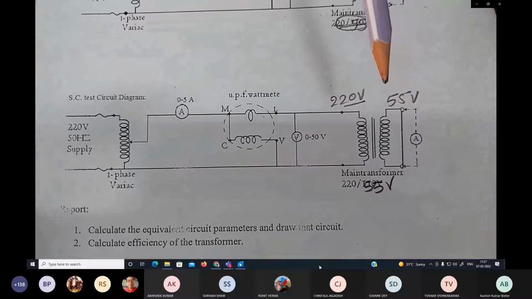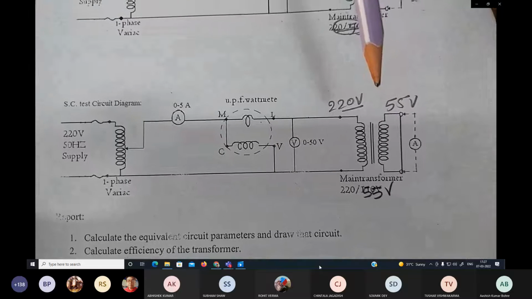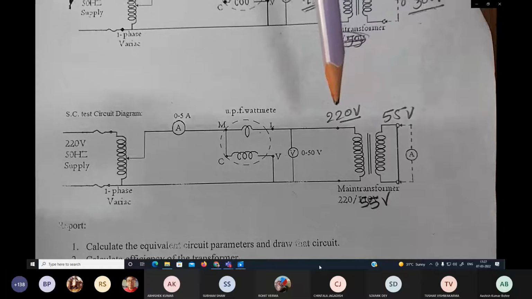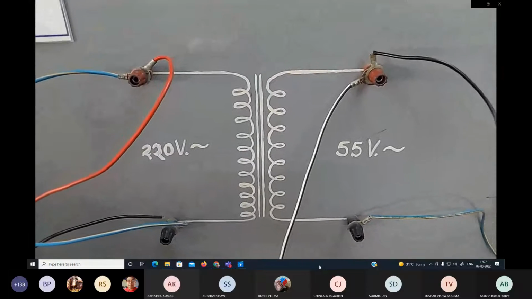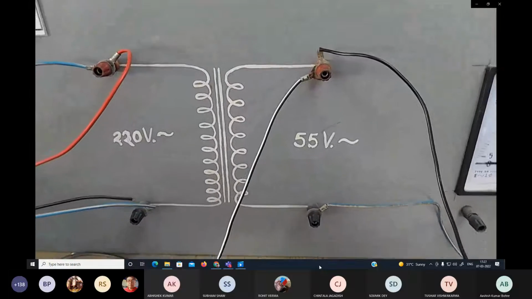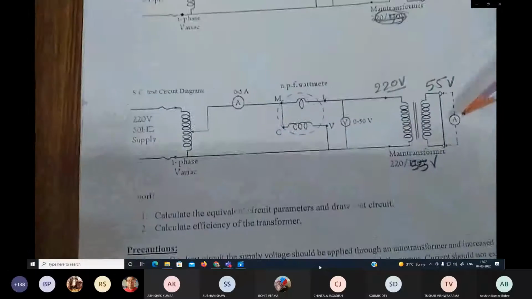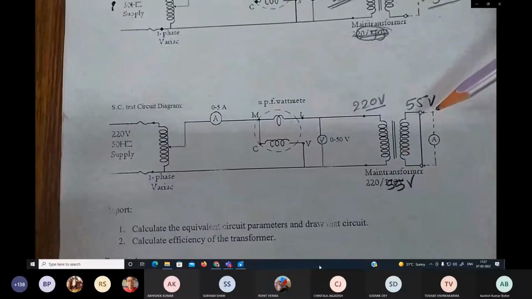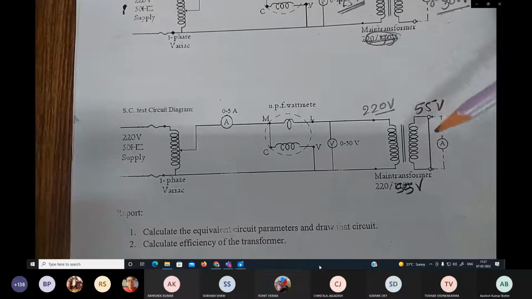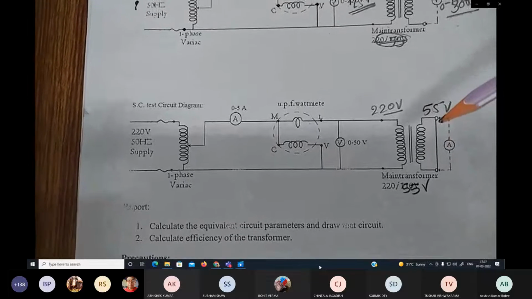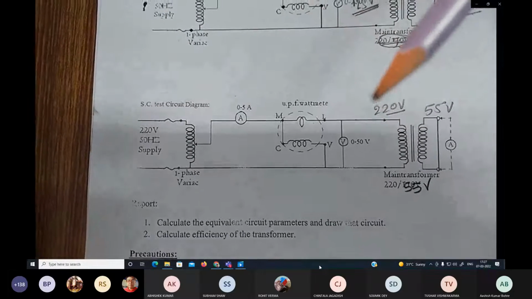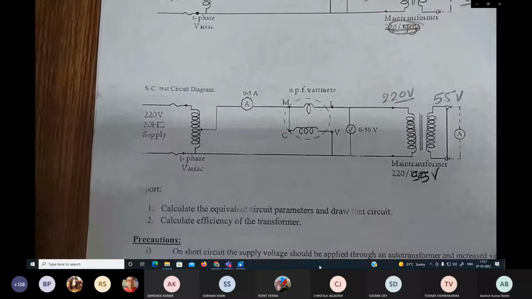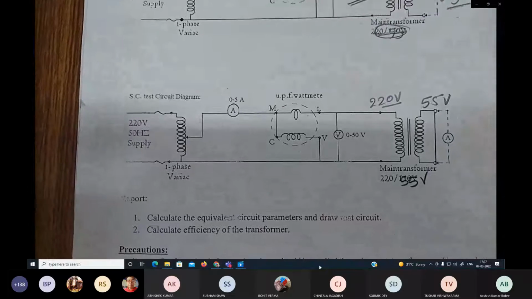The rating of the transformer is 1 kVA power rating, and 220 volt / 55 volt. From the panel we also see that 220 volt is the high voltage side and 55 volt is the low voltage side. Now, as a thumb rule, we will short the low voltage side. That means we will apply the power to the high voltage side, that is the 220 volt side. That power will be consumed as the full load copper loss of the transformer in this short circuit test.